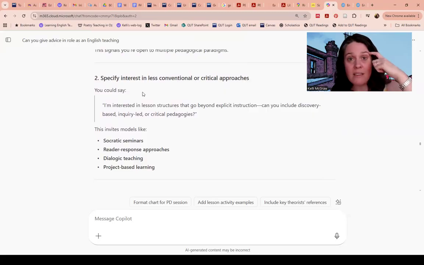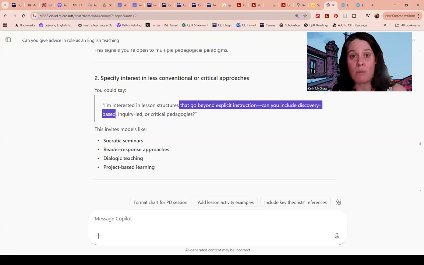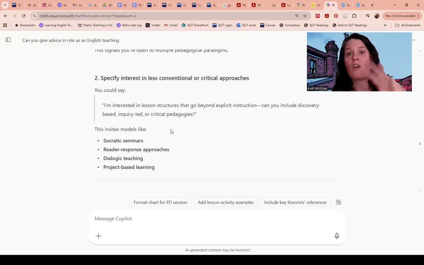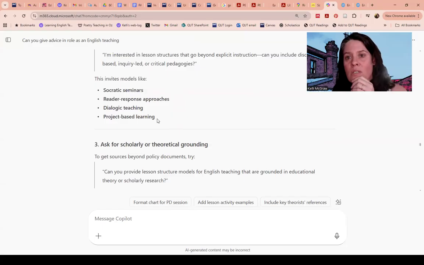If I'm secretly asking and hoping for an arts-based template, then I should have asked it that. I could say, please go beyond explicit instruction and include discovery based. If that's what I want, ask it that, and don't ask it for something like ideal. Tell it more specifically what I want, and it would give me more of those.